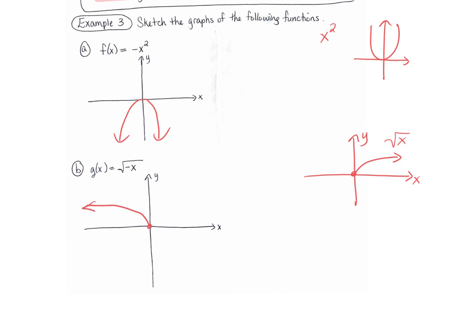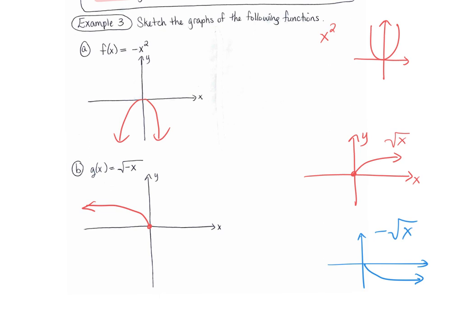So if it was negative square root of x, it would go like this. That's right. If we change the function and had negative square root of x, then yes, you are correct. You would take that and flip it over like that. Does the difference make sense? Mm-hmm. What questions do you have?